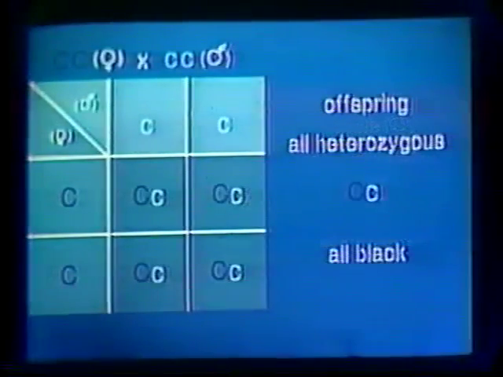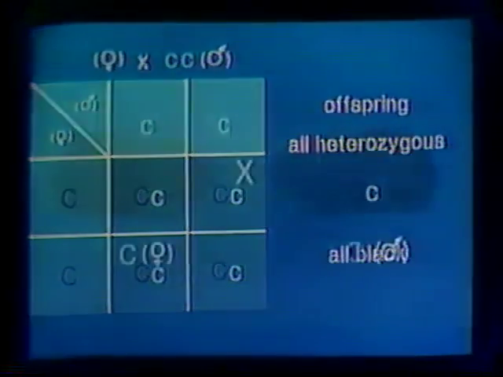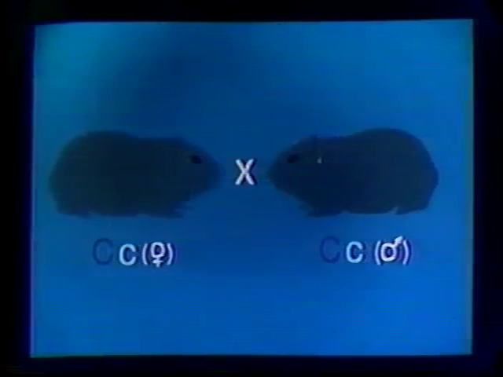As described earlier, all the offspring resulting from this cross will be heterozygous. That is, they will have one dominant gene and one recessive gene, here labeled capital C and small c. They will all be black because only the dominant gene is expressed. Now, suppose two of these heterozygous offspring are in turn mated. They each carry one dominant and one recessive gene for coat color. What will be the expected results in their offspring?